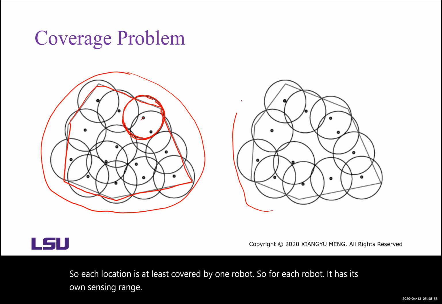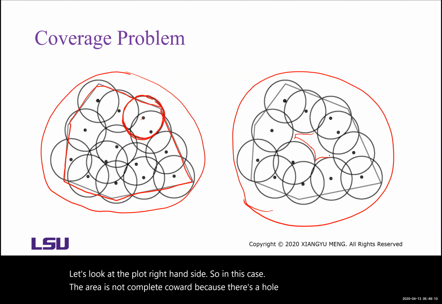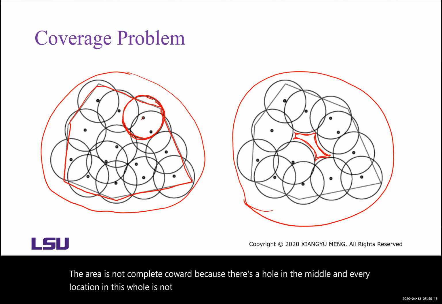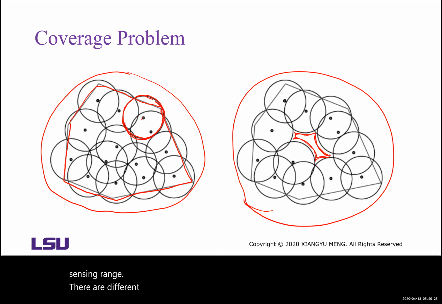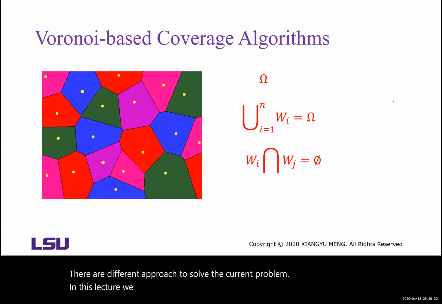Then let's look at the plot on the right-hand side. In this case, the area is not completely covered because there's a hole in the middle, and every location in this hole is not covered by any of the robots based on its own sensing range. There are different approaches to solve the coverage problem. In this lecture, we will introduce the one based on Voronoi partition.